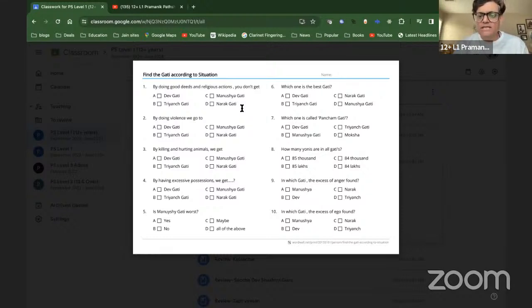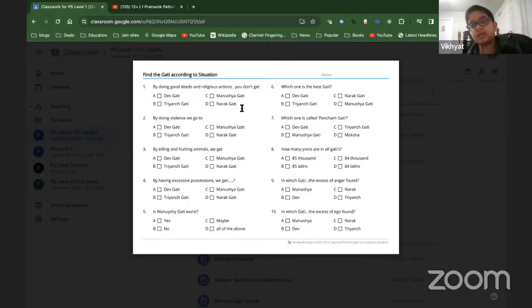Okay. How many yonis or life forms are there? 84 lakhs. Technically, that's more than a million. As per Jainism, there are species and then variations of species, so we don't count them in. But if we take all the yonis, there are 84 lakh, which is 84 lakhs. Okay? 84 lakh is the right answer.